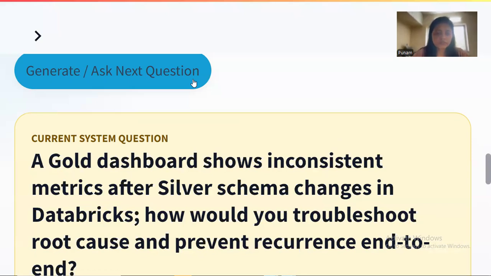If I come to know that anything is wrong in the gold data dashboard, I will go to the silver schema, and I will try to check what the data types are, and try to handle that data type in the silver schema only. In this way, I will try to prevent any problem in future.